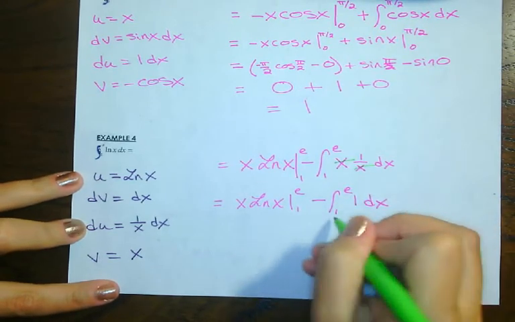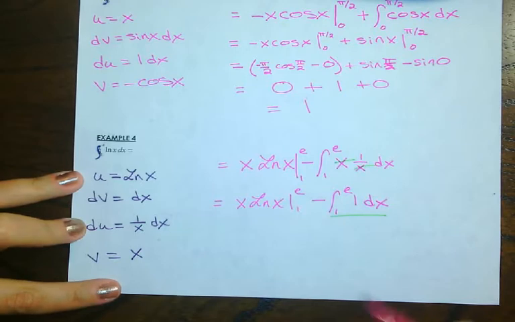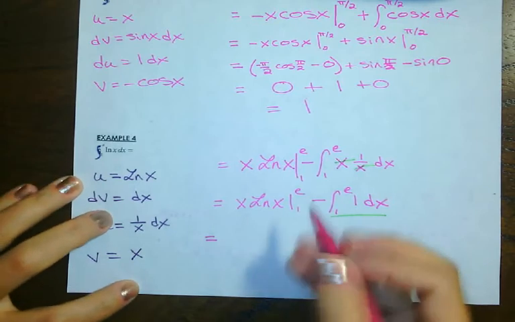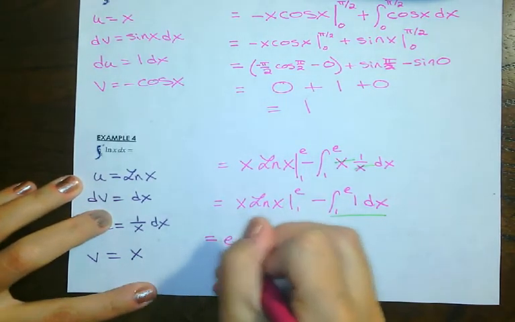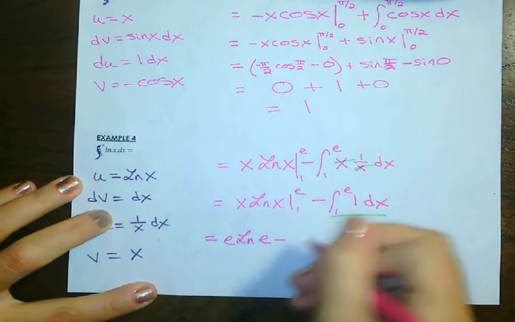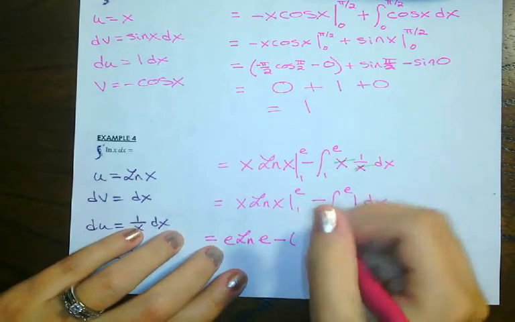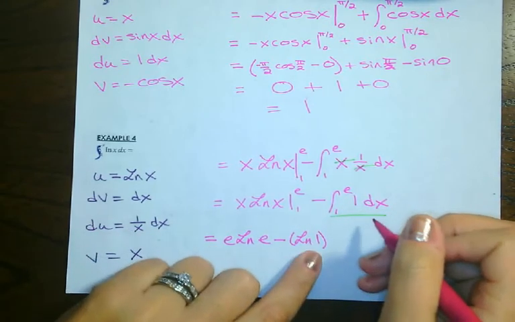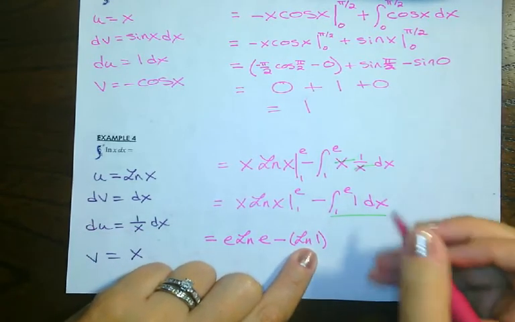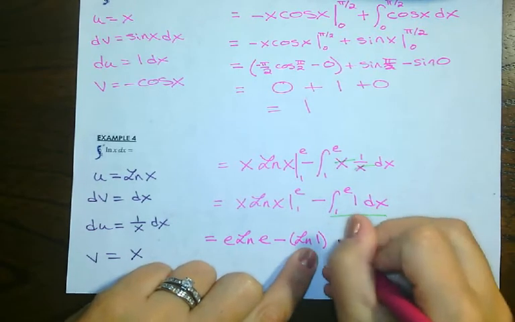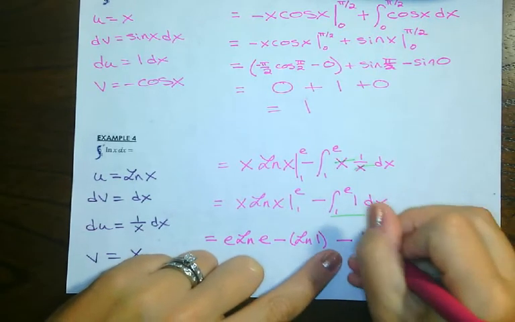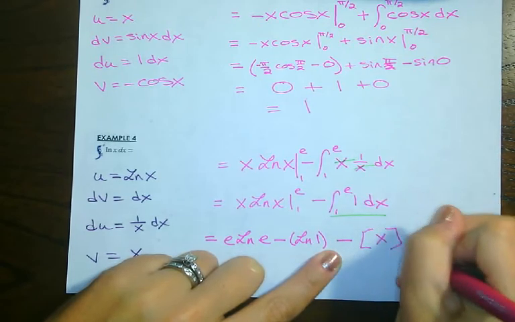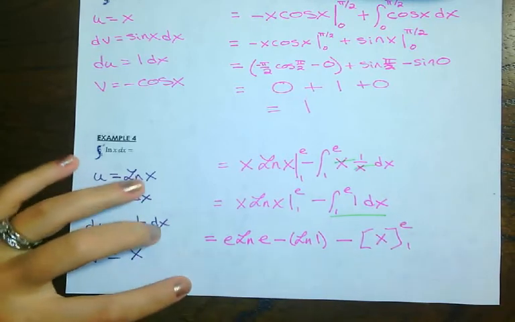Remember, my goal was that this thing here was something that was easy to integrate. Yeah, that's pretty easy to integrate if you ask me. So now I just apply my fundamental theorem of calculus. So I plug in this top number, so you get e ln e minus 1 times the ln of 1, right? And then over here, I need to still integrate this. So it'd be minus, and when I integrate that, you just get an x, right? And we still need to evaluate that x from 1 to e.